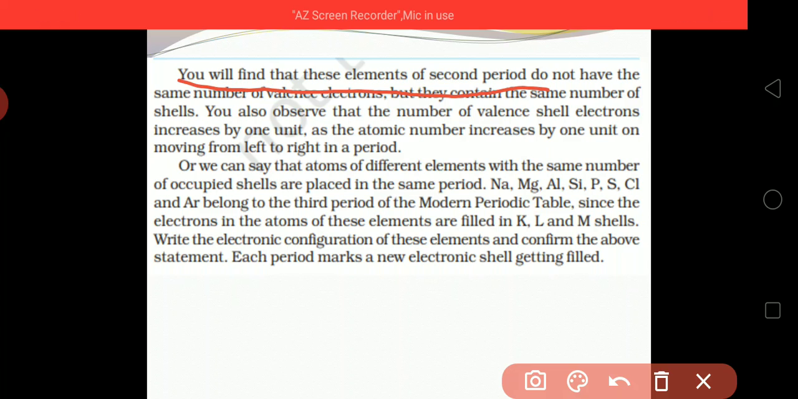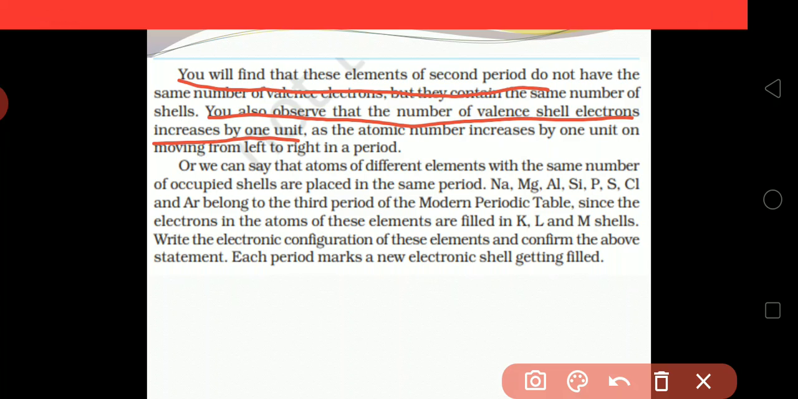And you also observe that the number of valence electrons increases by 1 unit. How? The number of valence electrons will increase by 1 unit as the atomic number increases, moving from left to right in a period.